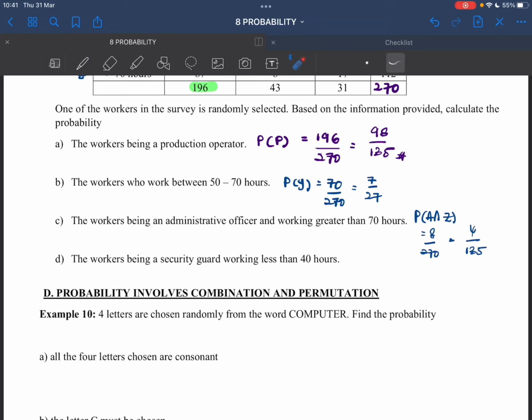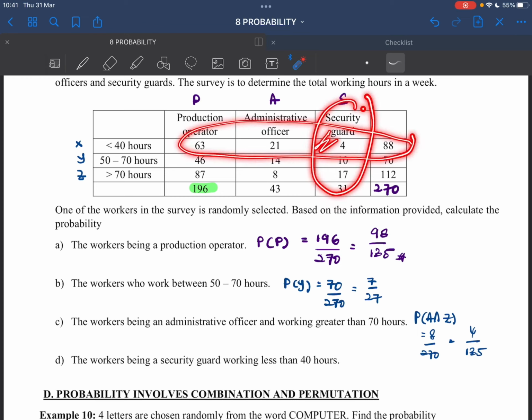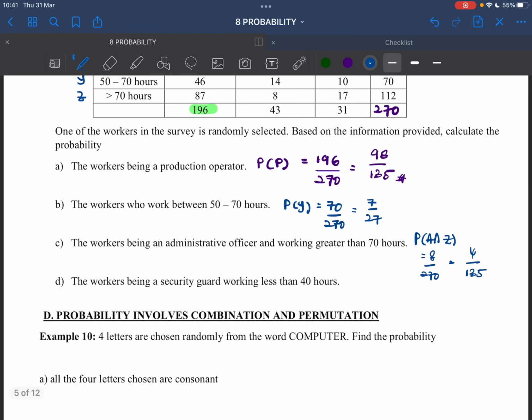And the last one, the workers being a security guard and working less than 40 hours. If you have that, just circle what we have, security guard, and less than 40 hours. Circle this one, so the intersection is here, which is 4 over 270. Security guard intersect less than 40 hours, which is X, 4 over 270, and simplify, we have 2 over 135.